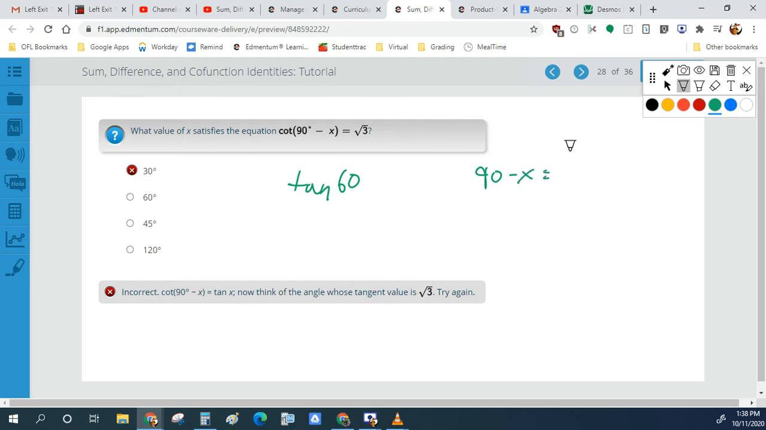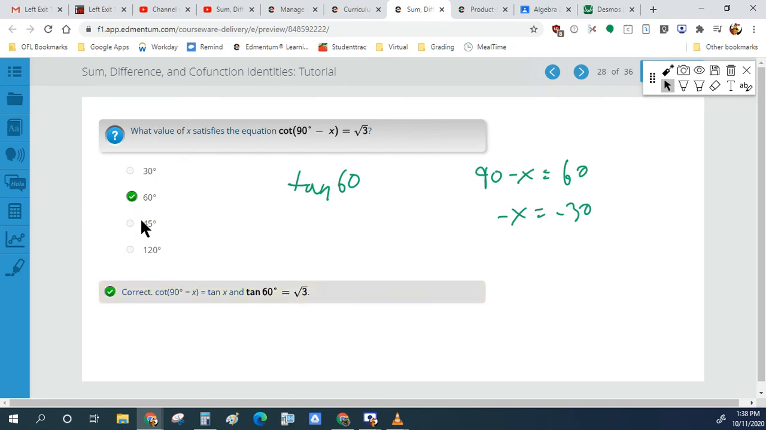90 minus x equals 60. So I get negative x equals negative 30. Whoa, my math was super off on that, guys. Wait, no, yeah, that's 30. What is wrong with you? 60.